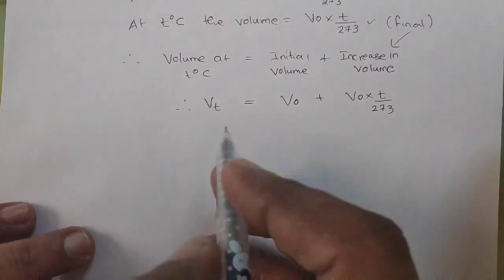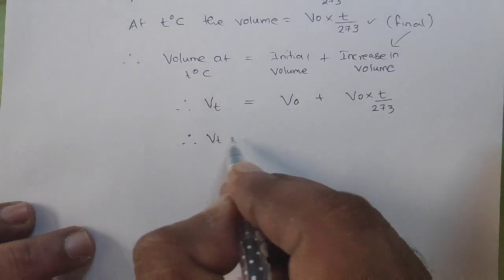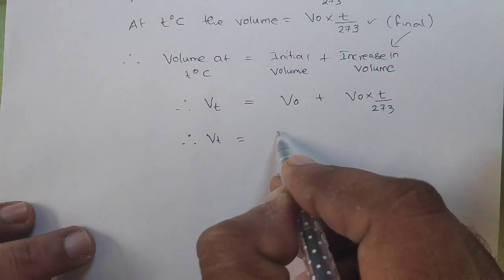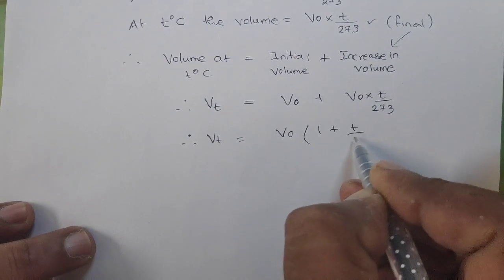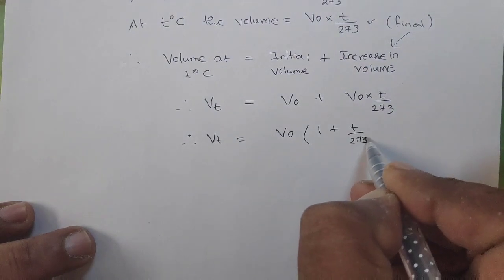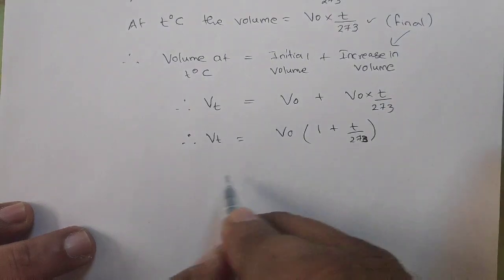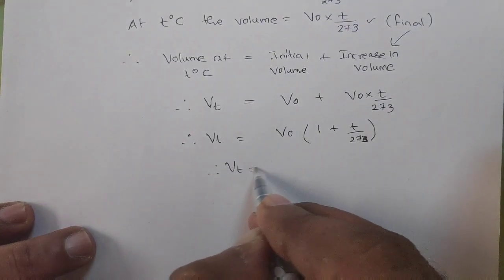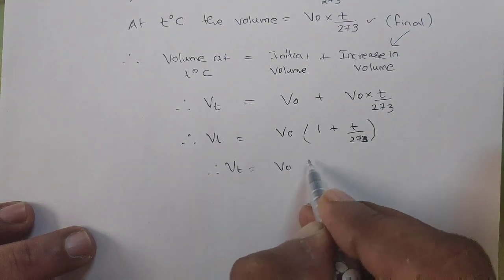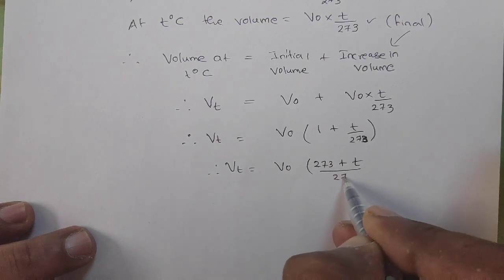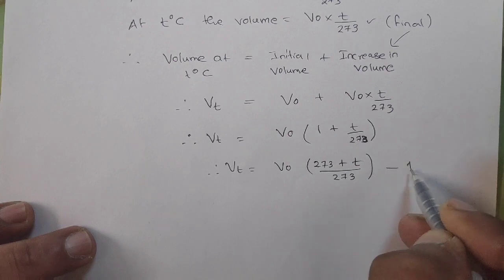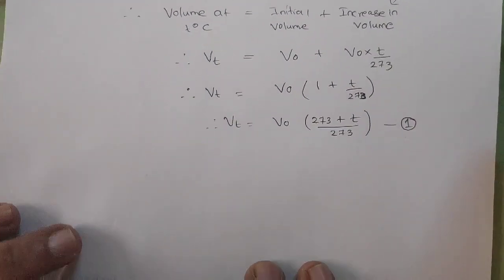Now taking V0 as common, what you will get is Vt equal to V0 into 1 plus T by 273. Now if I take the LCM, I will get Vt equal to V0 into 273 plus T divided by 273. Let this be equation number 1.